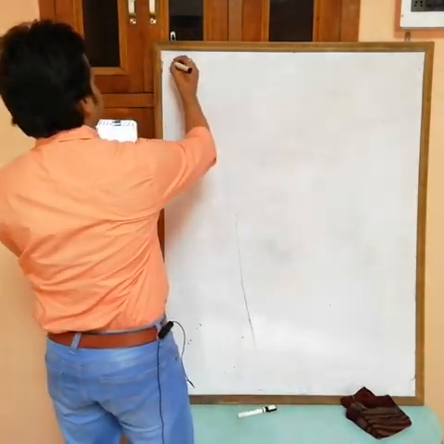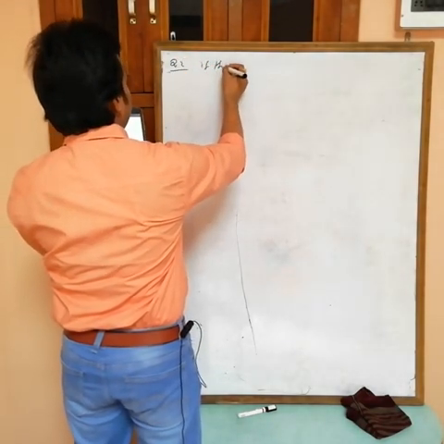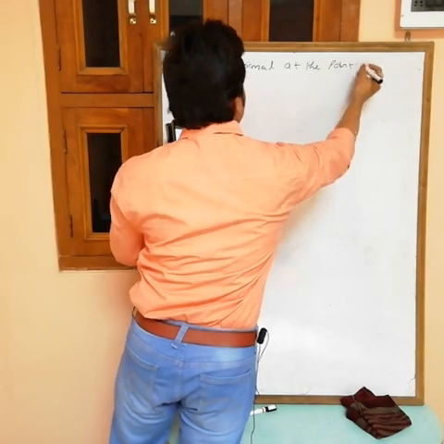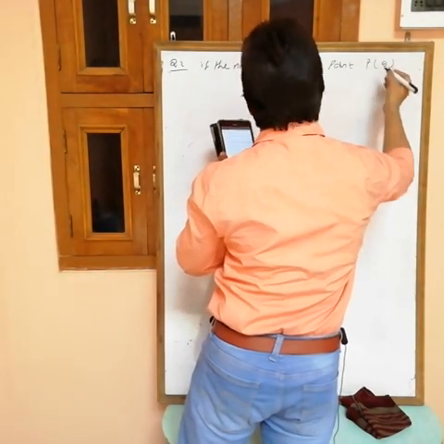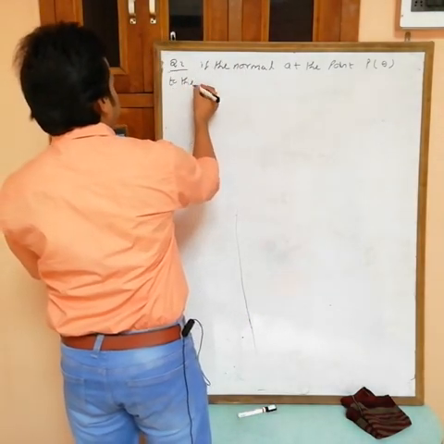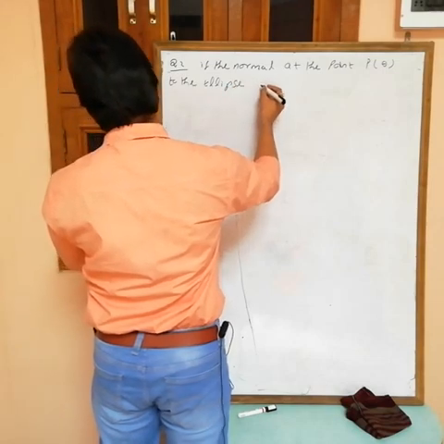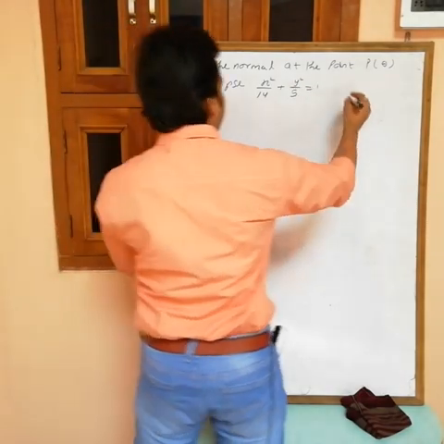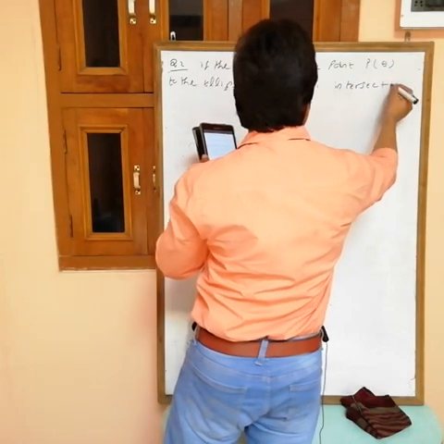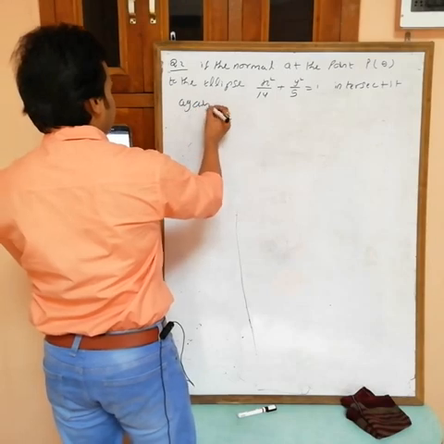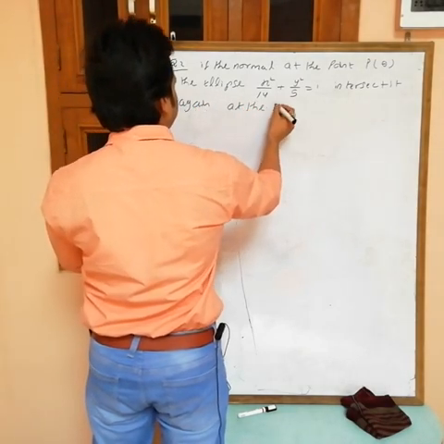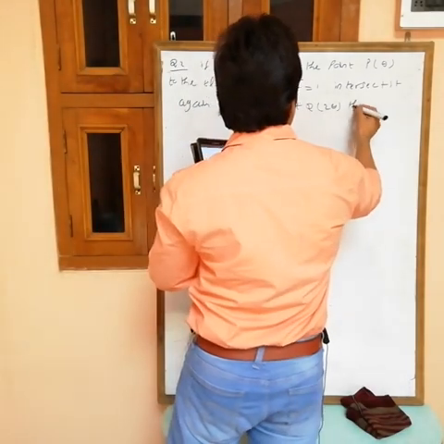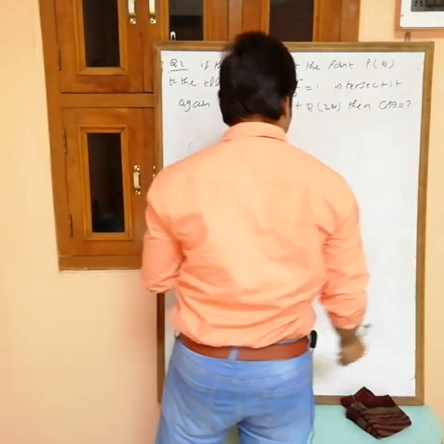Okay, next. If the normal at the point P with parametric angle theta to the ellipse x square by 14 plus y square by 5 equals 1 intersects it again at the point Q with parametric angle 2 theta, then find the value of cos theta. We want the value of cos theta.